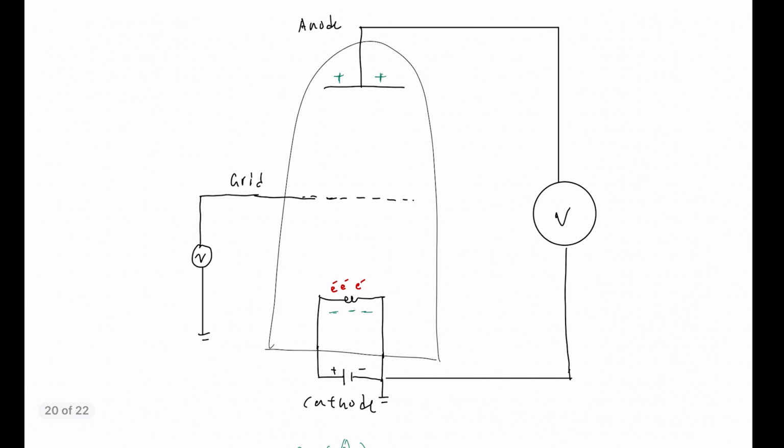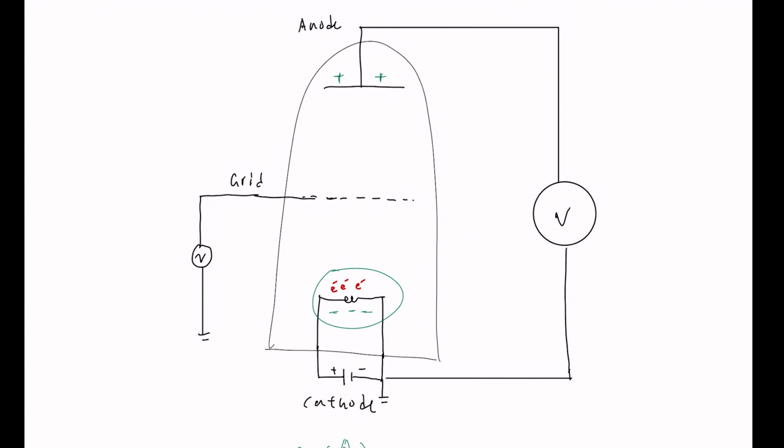So here is the diagram of a vacuum tube. It is basically a chamber under vacuum. Here we have an electrical heater, and by heating up the heater, we can reduce the potential energy required to remove an electron from its parent atom.